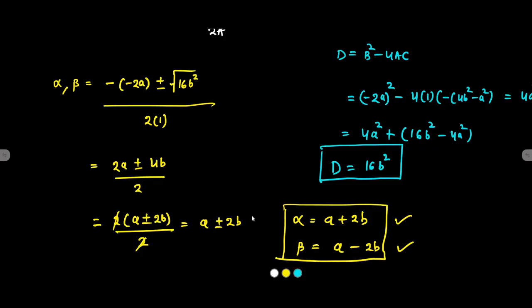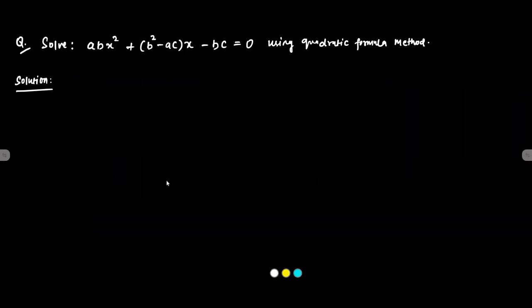Okay, so this is the thing. So here is another question on solving quadratic equations using the quadratic formula method. The equation is given to solve: abx square plus (b square minus ac)x minus bc is equal to 0, using the quadratic formula method. So first we'll write the quadratic equation: abx square plus (b square minus ac)x minus bc is equal to 0.